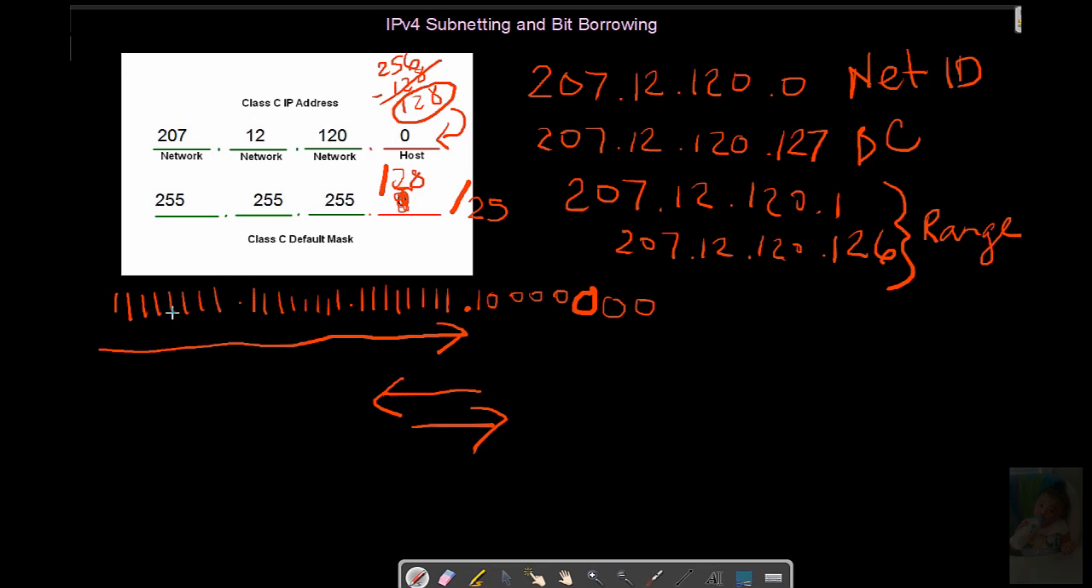Well, as we borrow bits, we understand a /24 and how many hosts that gave us. We can move this way and borrow bits, and as this mask value increases, 255.255.255.0 went up to 255.255.255.128. As this value increases, the number of networks that we're creating increases, but the hosts available in those networks decrease. So again, think of this as a sliding scale.